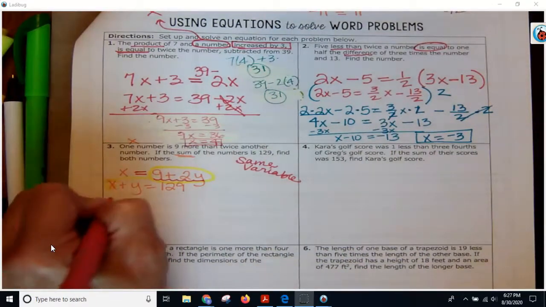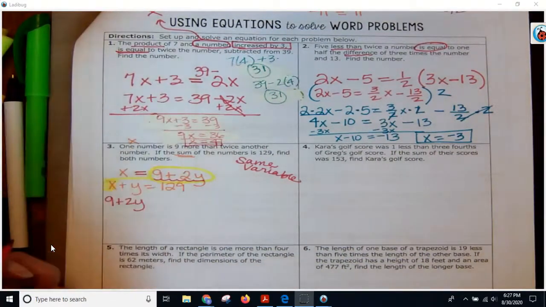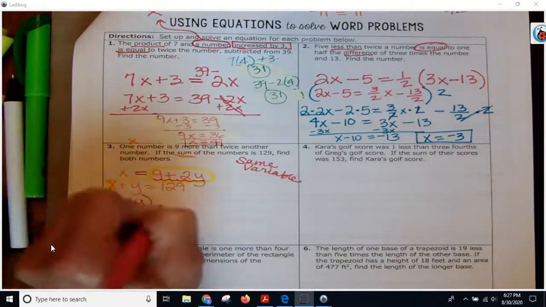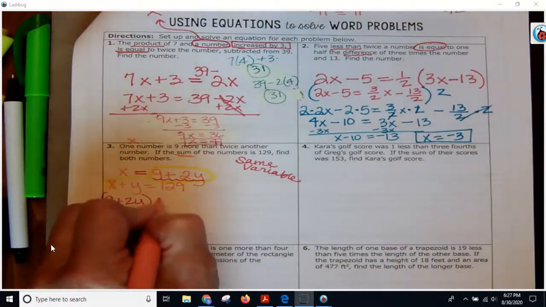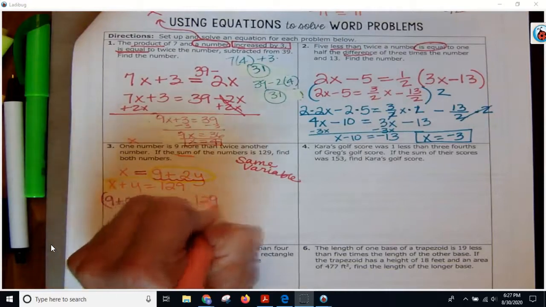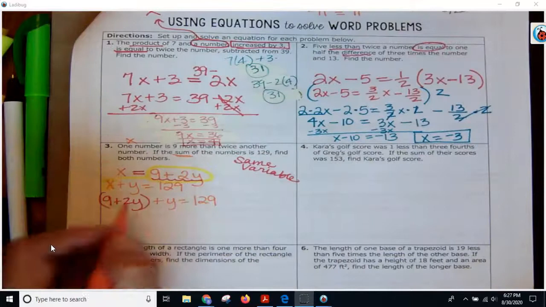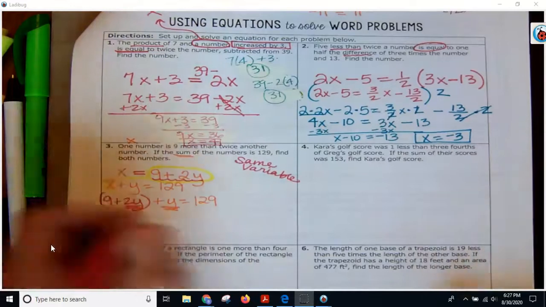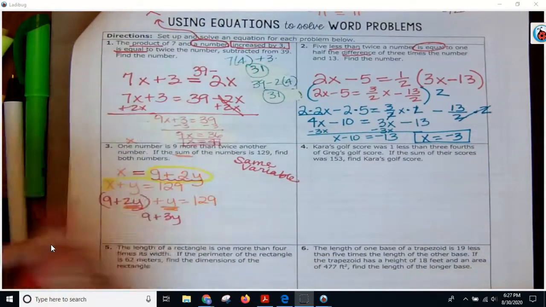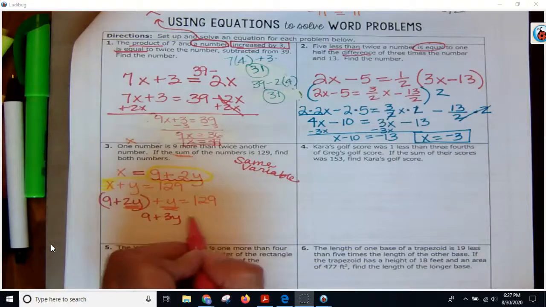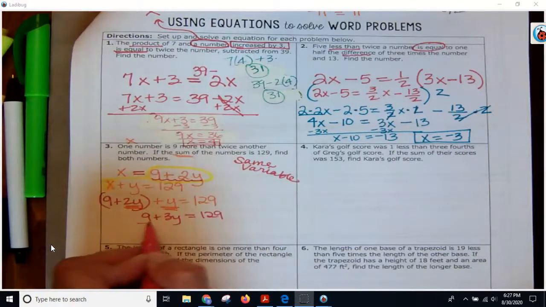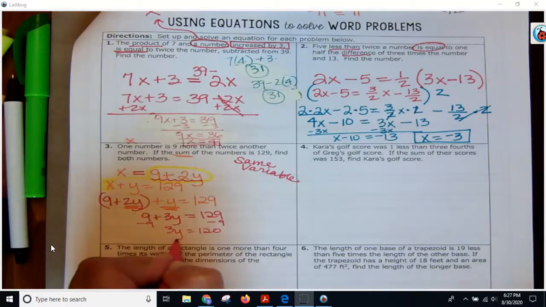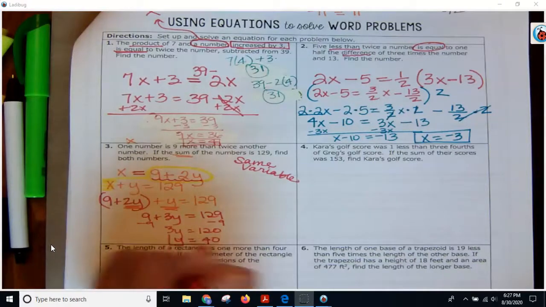Do you see that? So I'm going to put 9 plus 2y in for my x, and then that plus y equals 129. Well, now look, I can combine these terms. I can combine 2y and y. So I would get 9 plus 3y. 2 y's plus 1 more y is going to give me 3 y's equals 129. Subtract 9 from both sides. 3y equals 120. And 120 divided by 3 is going to give me 40.